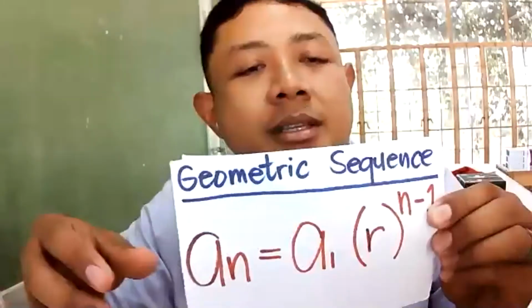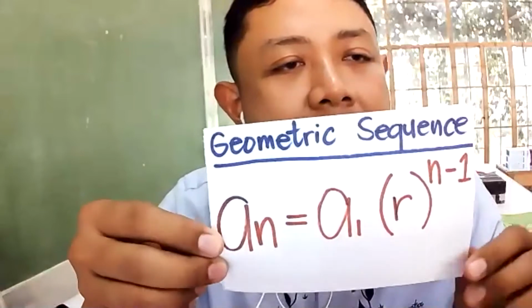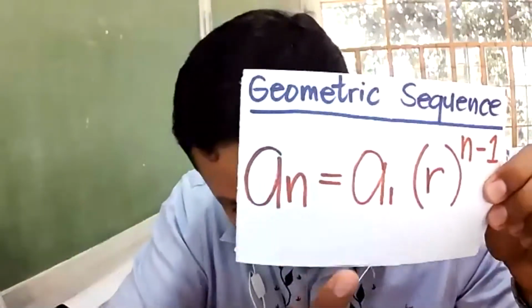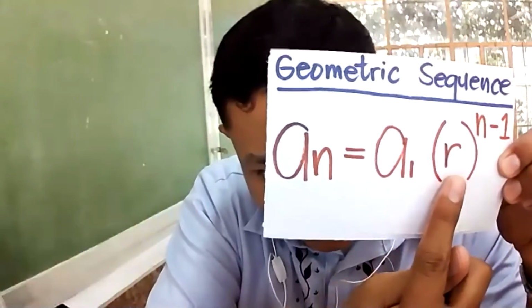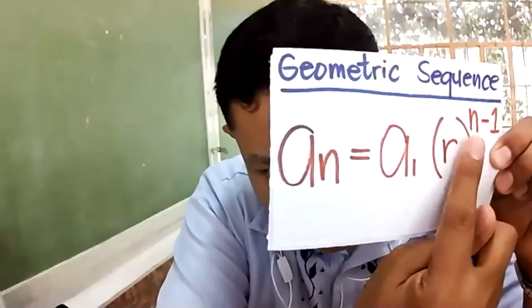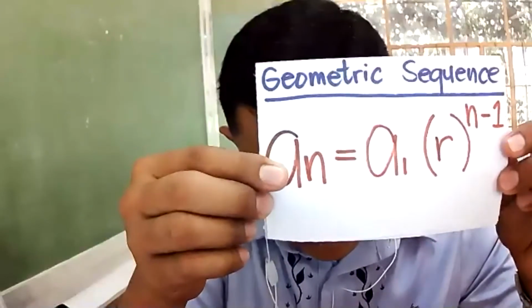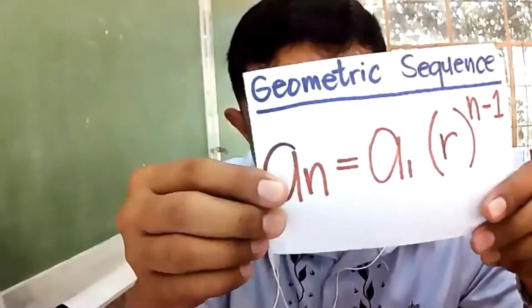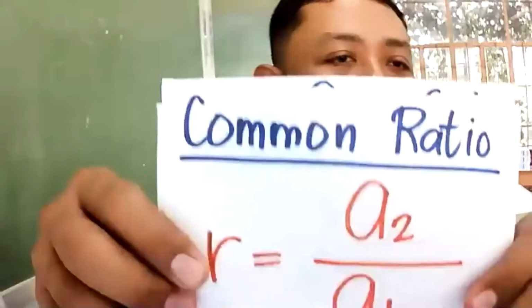Okay, just to review, this is our arithmetic sequence. A sub n is equal to a sub 1 times the common ratio raised to n minus 1. Okay? Automatically, mag-minus na ng 1 para automatic na nagsasolve na lang. Okay? This is our common ratio.